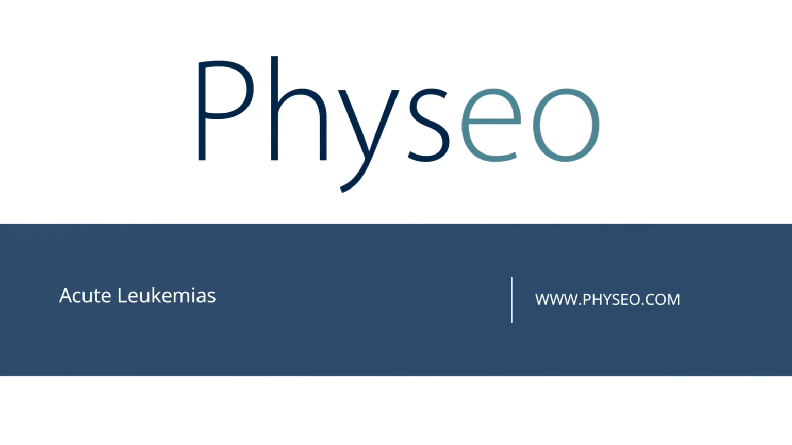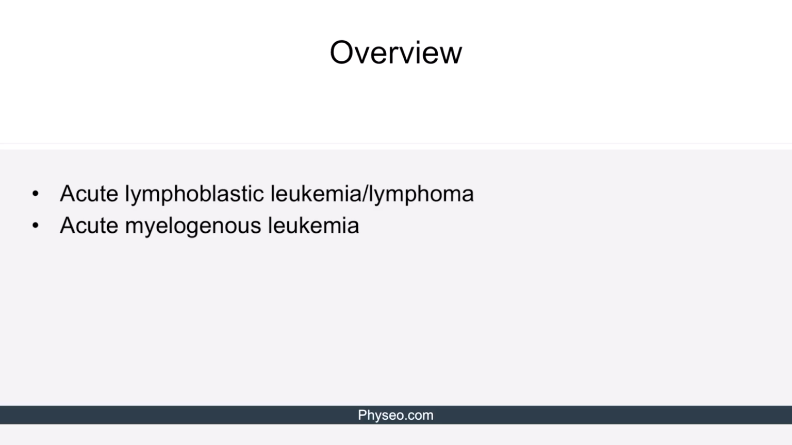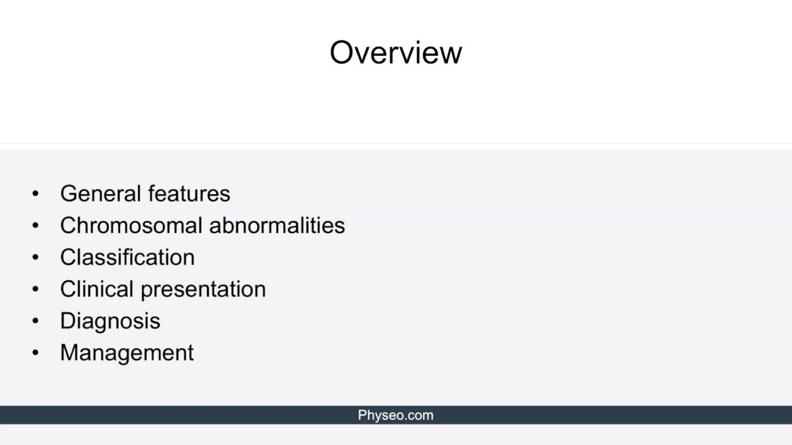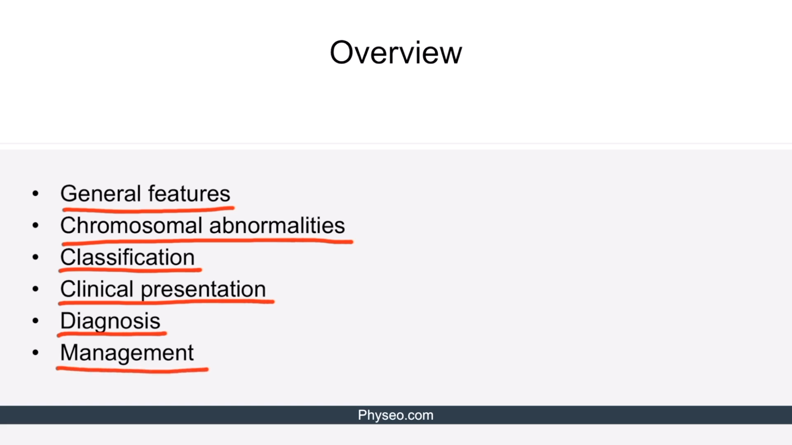Welcome to our video on acute leukemias. Let's get started. In this lecture, we'll be discussing acute lymphoblastic leukemia/lymphoma, as well as acute myelogenous leukemia. With regards to ALL, we'll be discussing the general features, chromosomal abnormalities, classification, clinical presentation, diagnosis, and management. Let's start with general features.